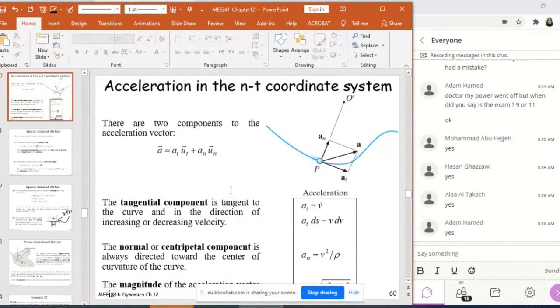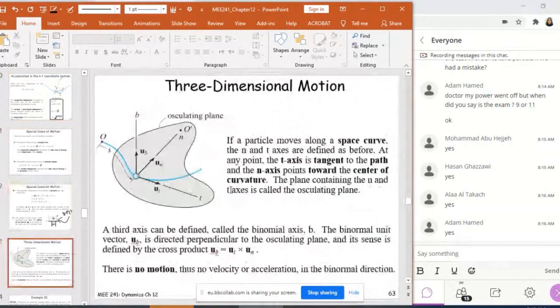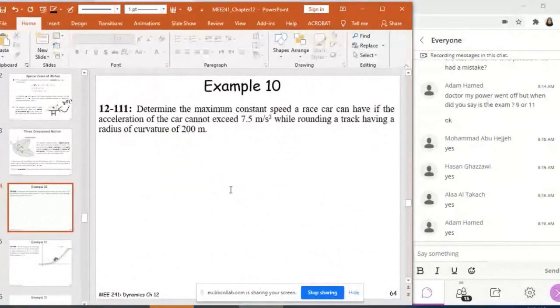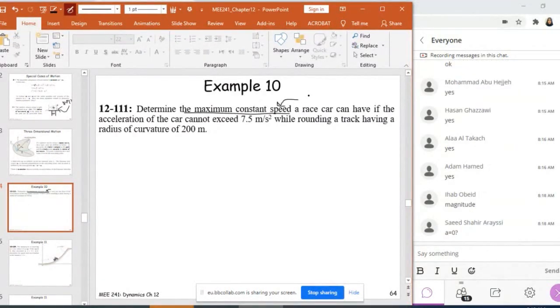So this is the first part in this session, which is about curvilinear motion in tangential and normal components. If I want to solve the first problem here, which is example 10, I need to determine the maximum constant speed. So it's constant, right? What does this term mean, guys? Constant speed.